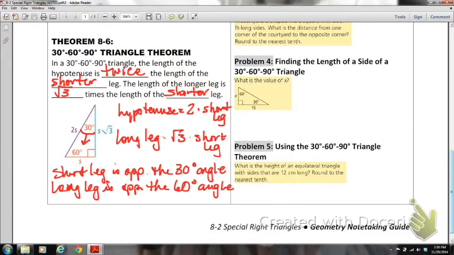We can look once again at how this formula is derived to help you remember it. If you look at an equilateral triangle, you have a 60, 60, 60.